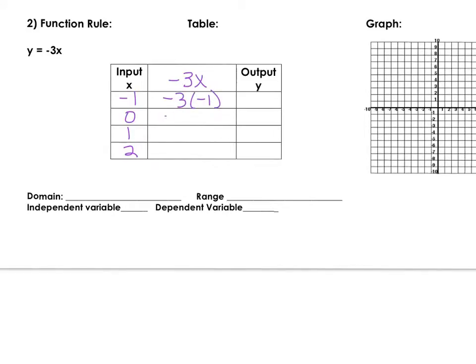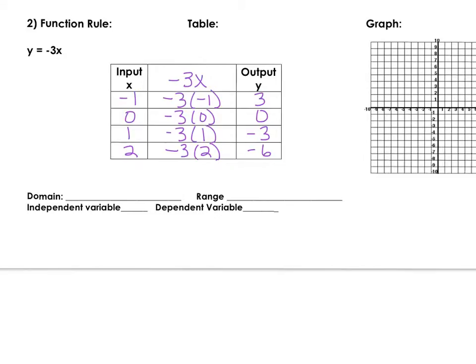So every time I see x, I'll put in my input of -1. This one's going to be 0, 1, and 2. Now it's time to do the math, so I'll multiply all of my input values by -3. -3 times -1 is +3. -3 times 0 is 0. -3 times 1 is -3. And -3 times 2 is -6.